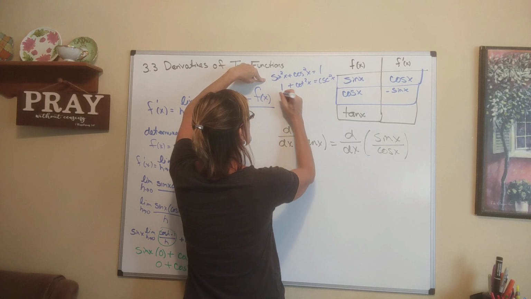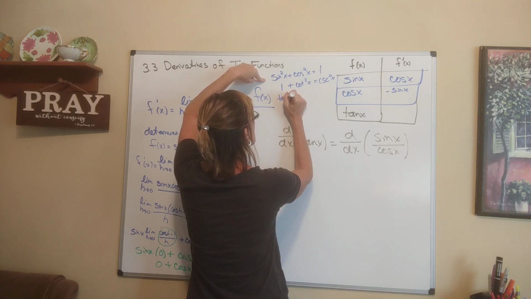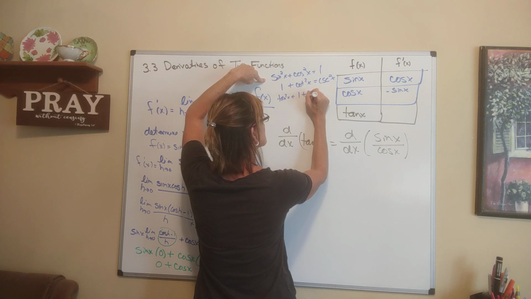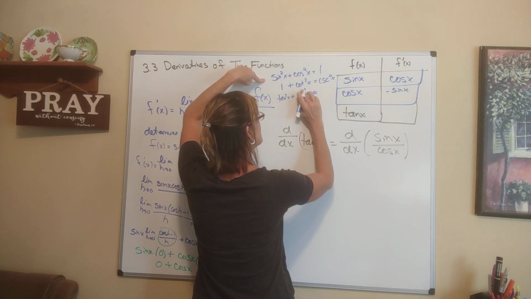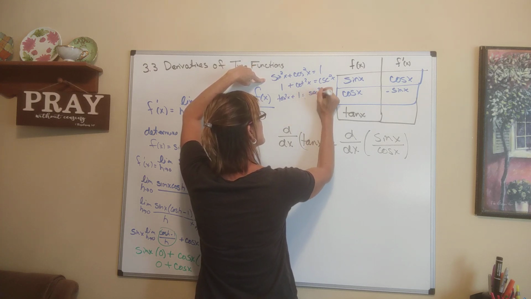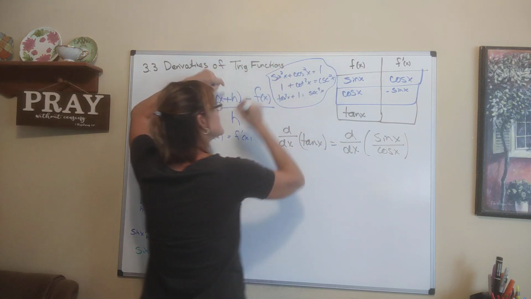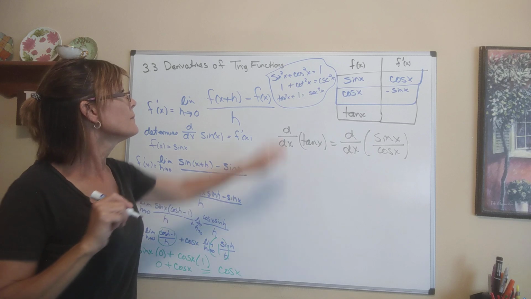Sine squared divided by cosine squared is the tangent squared of x. Cosine by cosine is 1. 1 over cosine is the secant. Oops, that's an equal sign. Is equal to the secant squared of x. So I was able to come up with the Pythagorean identities by just doing a little bit of algebra.